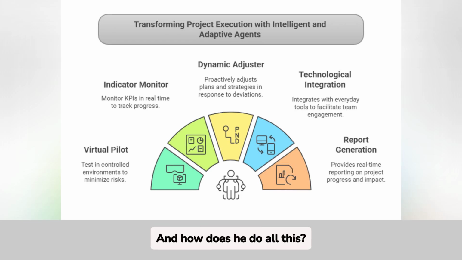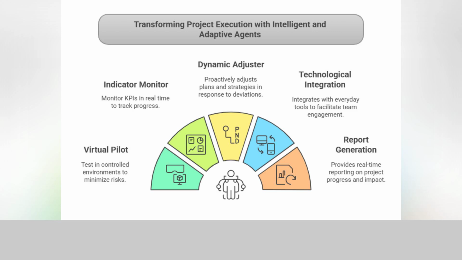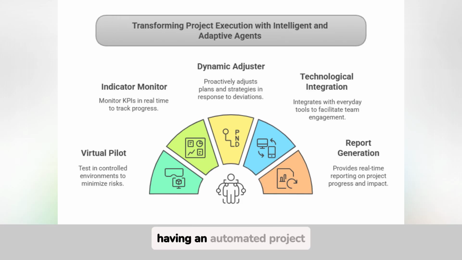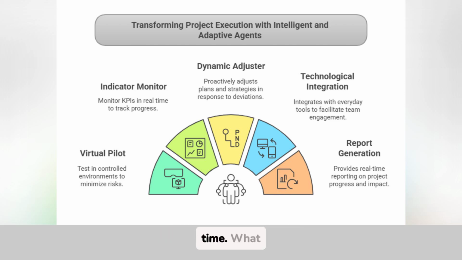And how does he do all this? Because that sounds like the work of a project manager, a PMO, or even an entire management control team. Correct. It's like having an automated project management office, working 24/7 without breaks or distractions. This agent has 3 sub-agents supporting it and ensuring everything runs smoothly: the virtual pilot, the gauge monitor, and the dynamic adjuster. Let's take it one step at a time.